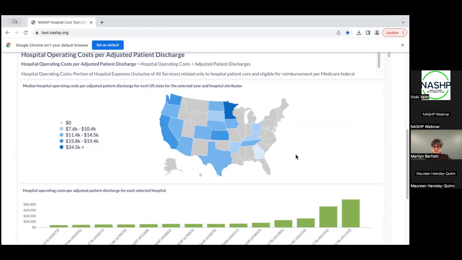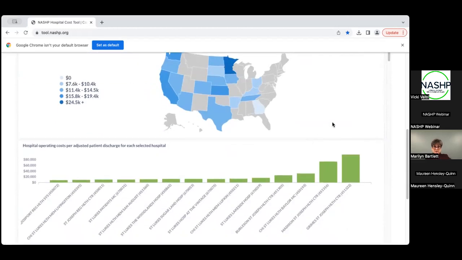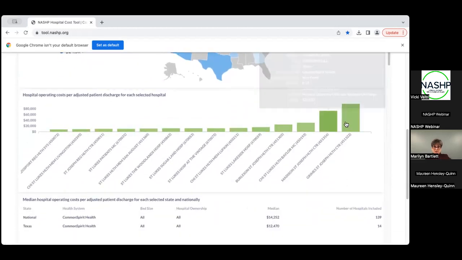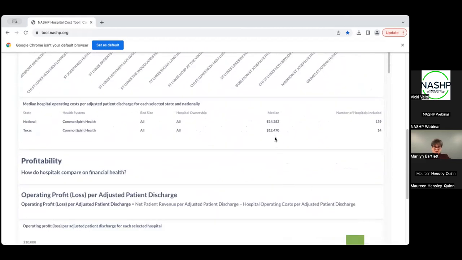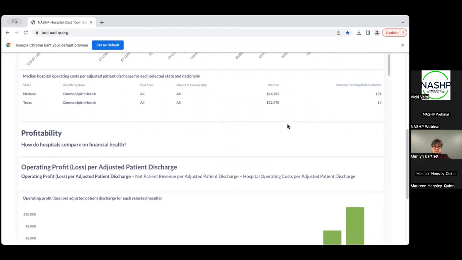Now we get into the hospital operating cost per adjusted discharge, and we can see where Texas is within the realm. We can see each hospital and hover over it. We can jump down here. We can see their costs are lower. 12,470 for the 14 hospitals compared to this health system median nationally.